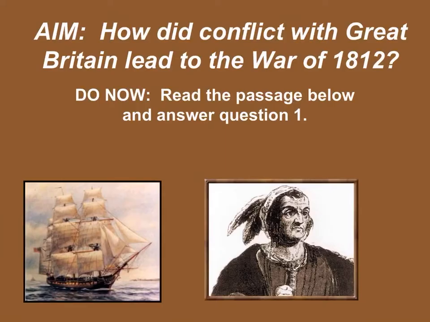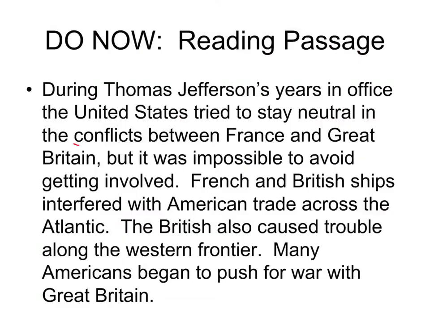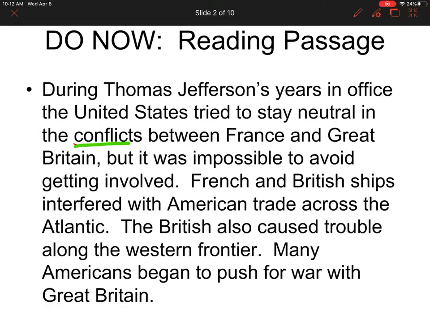We are back. Let's go over the do now paragraph. During Thomas Jefferson's years in office, the United States tried to stay neutral in the conflicts between France and Great Britain, but it was impossible to avoid getting involved. French and British ships interfered with American trade across the Atlantic. The British also caused trouble along the western frontier. Many Americans began to push for a war with Great Britain. Let's answer the do now question and then begin to explain this.